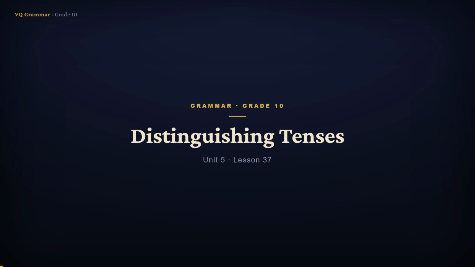This is Unit 5, Lesson 37, and today we pull everything together. You've met the 3 simple tenses, and you've met the 3 perfect tenses. Now, the real skill, telling them apart and picking the right one every single time you write. Let's line all 6 up and look at them together.